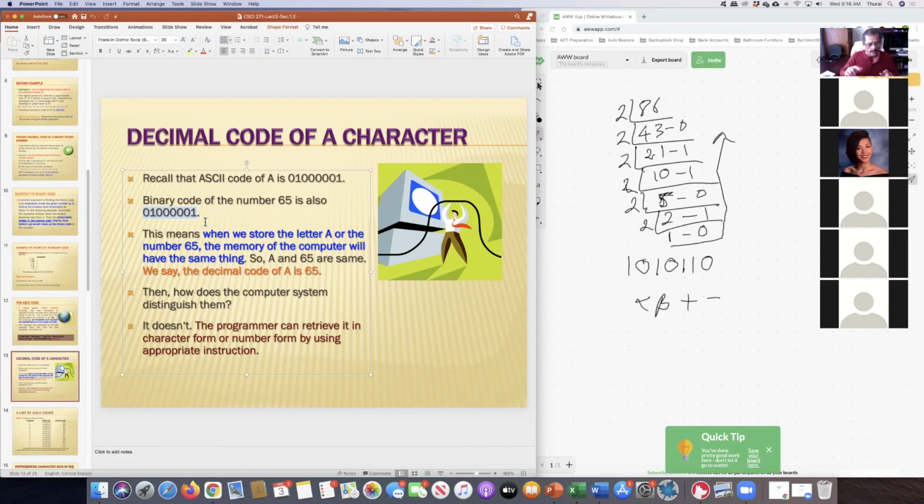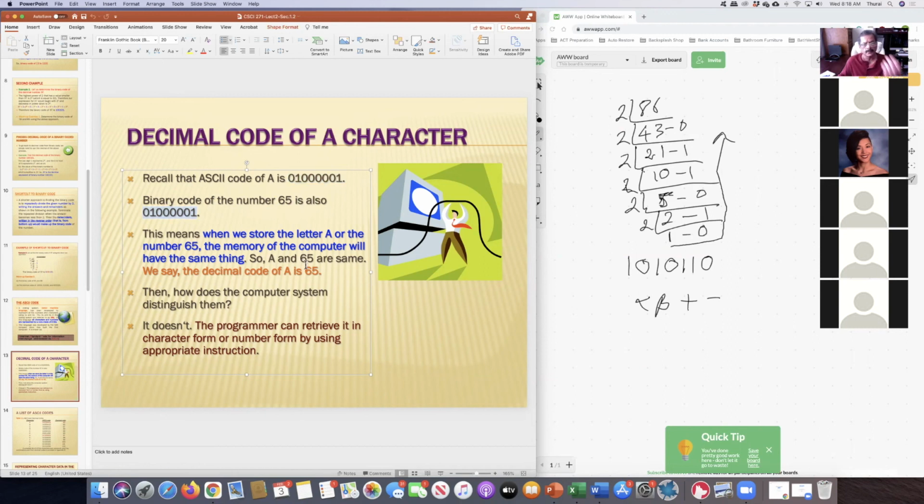Now, by the way, the ASCII code of the numbers would be the same as the binary code of the numbers. Only the ASCII code of the characters was just designed by IBM, and we have to just use that. So the ASCII code of A happened to be the same as the binary code of 65. Therefore, when the character A is stored in the computer memory, this code will be stored. When the number 65 is stored in the memory, the same code is going to be stored.